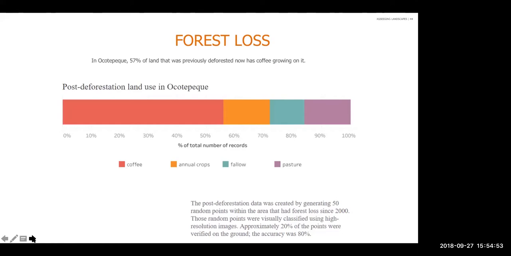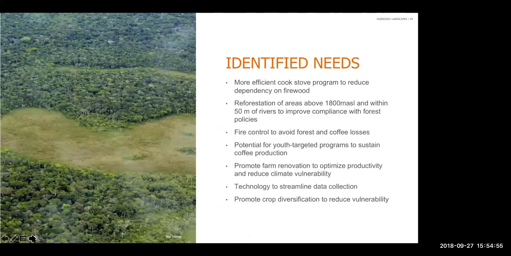So next slide. That last one. And so what we did with that information and what's in the narrative side of these cards is we identify opportunities and needs for this particular landscape in Ocotepeque. And so, of course, it's not surprising when we look at this data, we think about, okay, should we be implementing more efficient cook stove programs to reduce the dependency on firewood? Can we reforest areas above 1,800 meters above sea level and within 50 meters of the rivers where we were seeing higher rates of lack of forest or clearing? So we can also be in compliance with forest policies that the government has in those regions.